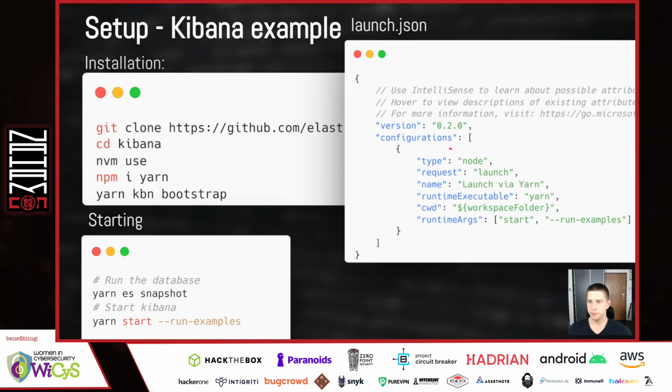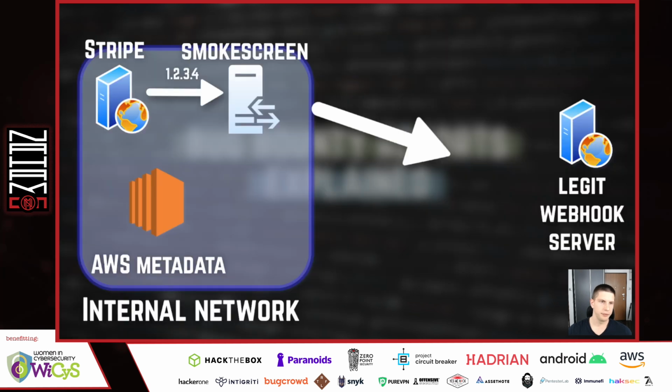So this is the file. Everything apart from this last line, actually, was generated automatically by VS Code when I clicked create launch.json file. Everything that I added here is runtime arguments to just use the start command and run examples, and that's it. And right now I can just press F5 and debug this application, which is definitely not a small one.